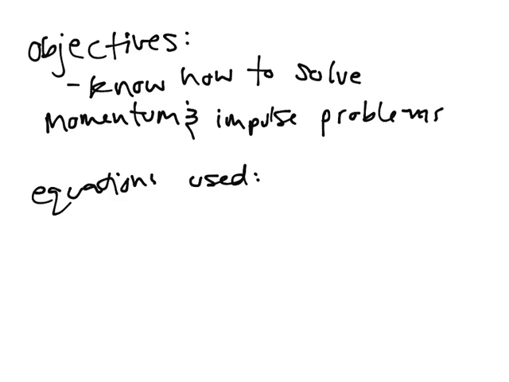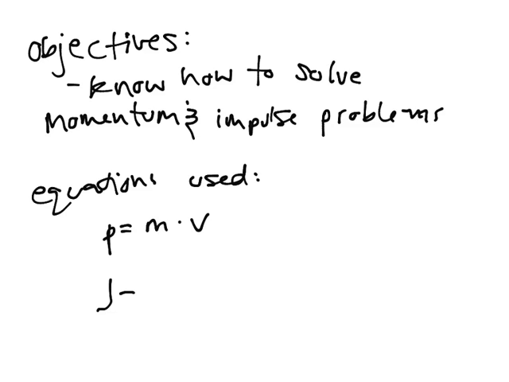Hello class, so the objectives for today: we talked about momentum in the last video, and in this video it's more how to solve, so know how to solve momentum and impulse problems. Some of the equations used, we are going to be using the basic momentum equation, which is P equals M times V, where V is velocity, M is mass, and P is the momentum.